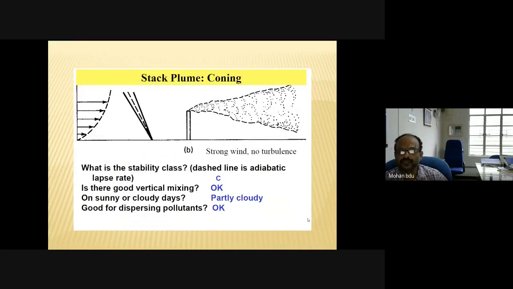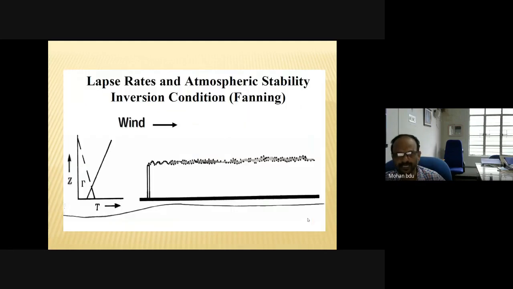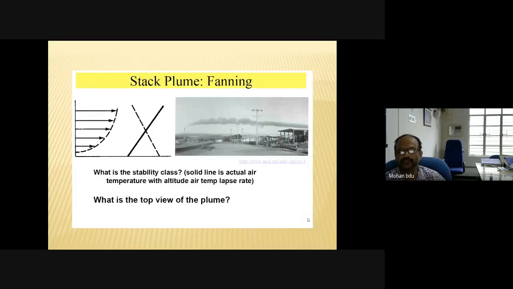So this is how the plume behaves if the adiabatic lapse rate is more or less equal to the environmental lapse rate, and if there is a temperature inversion, then the pollutant doesn't come down, and it remains like this. It is called fanning. So this is how pollutant behaves during the inversion.